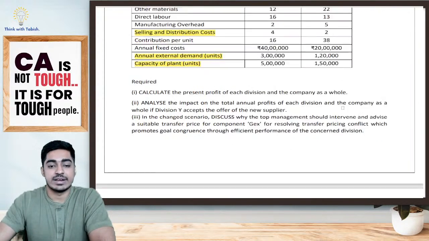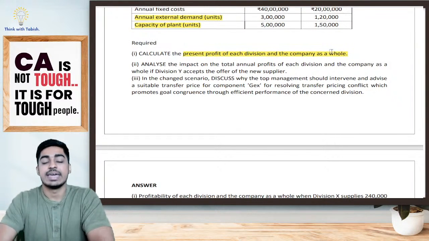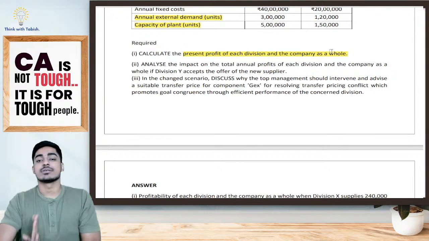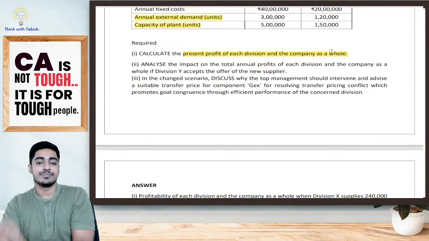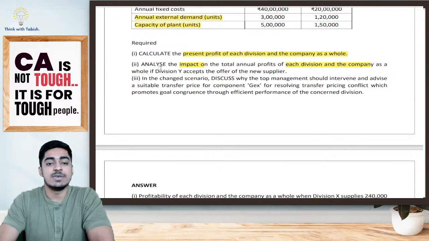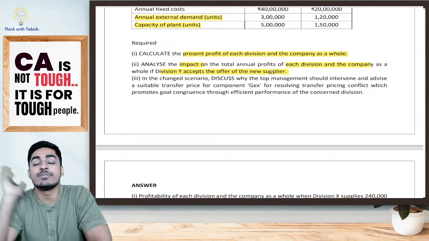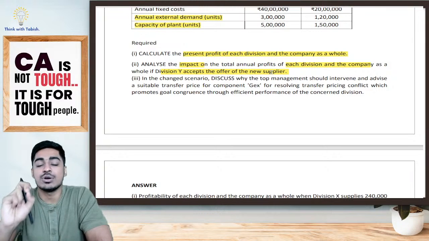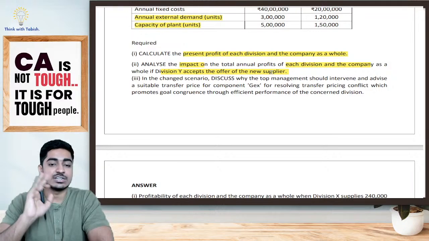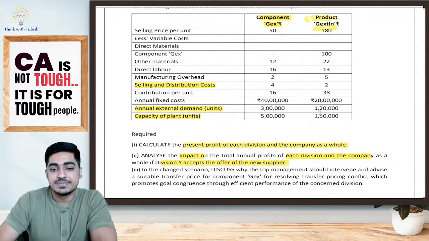What is required? Calculate the present profit of each division and the company. At present, when the internal transfer is happening, what is the profit of Division X, Division Y and the company? Next, analyze the impact on each division if Division Y accepts the offer from the new supplier. If Division Y decides to buy from outside, then what will be the impact on the profit? We need to analyze, not just calculate. These are the two parts. The third part we will look at later on. First look at this.